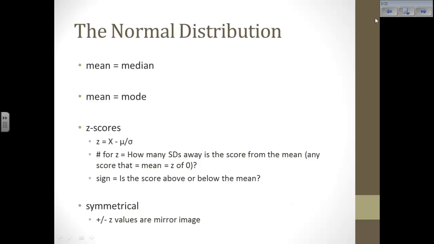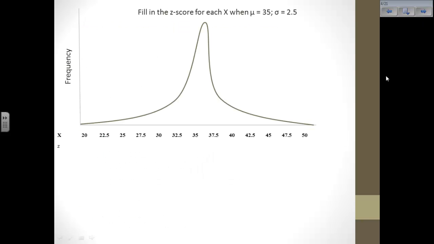So before I go on to show you how to use the z-scores and the unit normal table to find probabilities for any range of x values and to find the x value corresponding to any given probability, let's make sure that you understand how to plot the z-scores in a normal distribution. So this should be somewhat of a review for you guys.